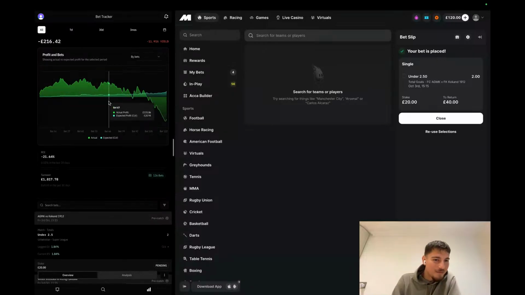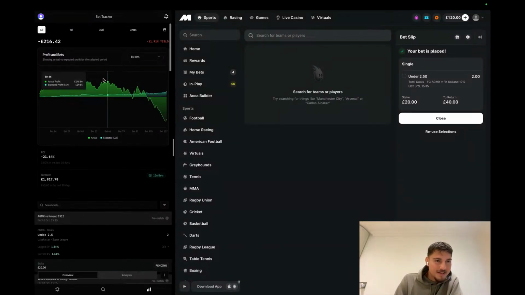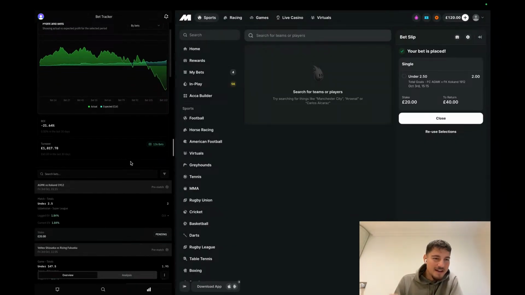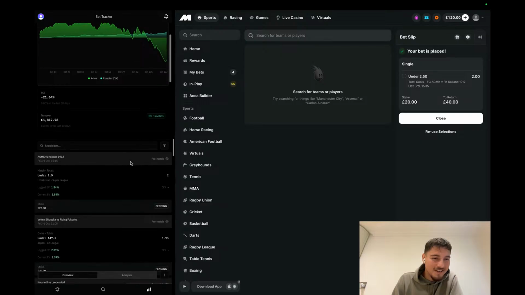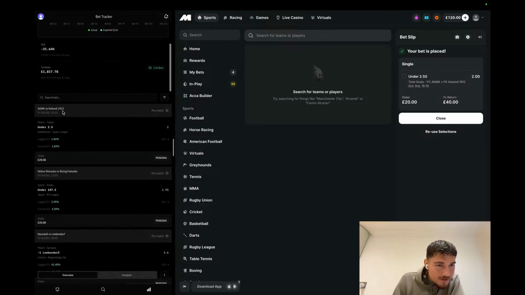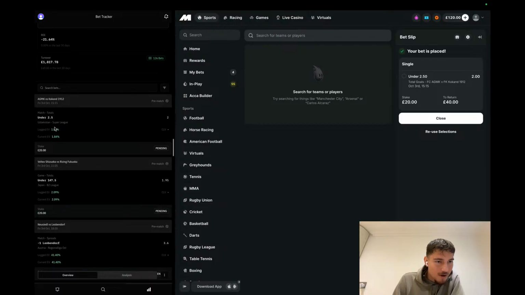Don't worry, this is my bet tracker. So I'm 126 bets in, losing money, negative yield. That's okay. If I'm negative after 2,000 bets, then that's pretty concerning. So Koken's, why did I put low value?